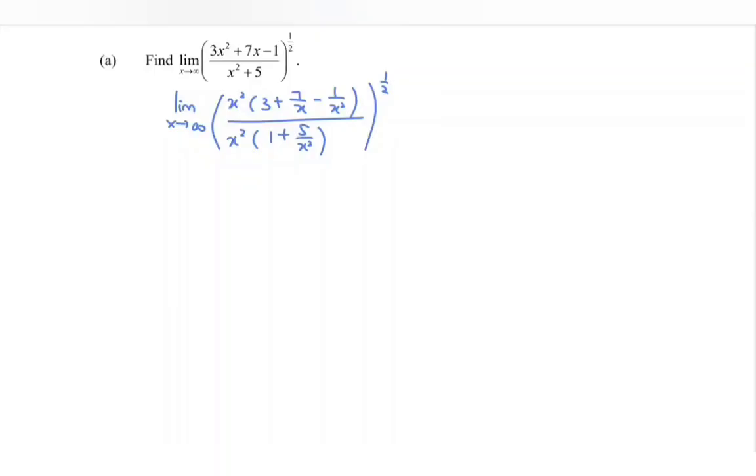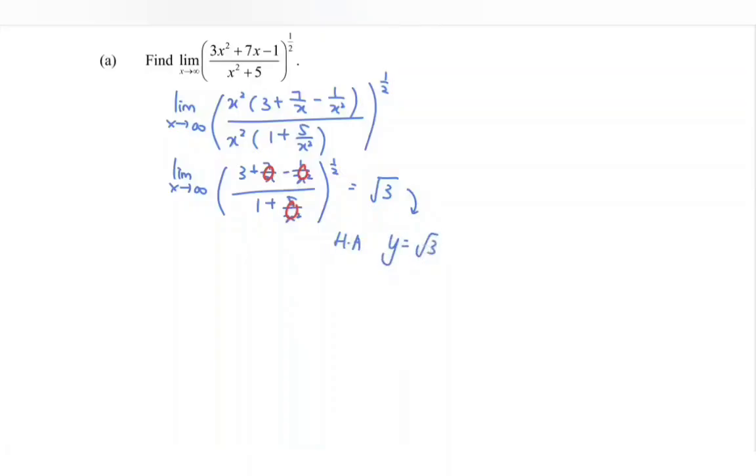Can we simplify the inner function? So the limit when x approaches infinity. So we will have 3 plus 7 over x minus 1 over x squared, over 1 plus 5 over x squared, with power 1 over 2. If we substitute infinity, we will have 0, 0 and 0 for this part. So as a conclusion, the value of y will be approaching square root of 3. Or we may write it in more detail: the horizontal asymptote y equals square root of 3.